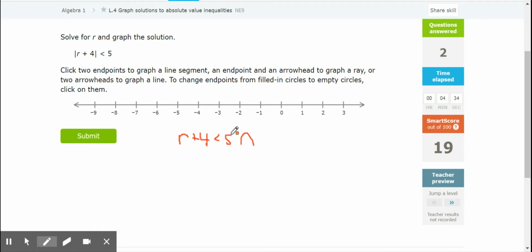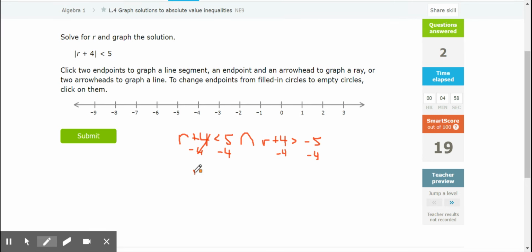There's the positive case. Again, what's inside, we never change what's inside the absolute value. So we could do r plus 4 again, but now we want the mirror image. So the mirror image of less than is a greater than, and the mirror image of positive 5 on the number line would be negative 5. So we're going to subtract 4 from both sides.